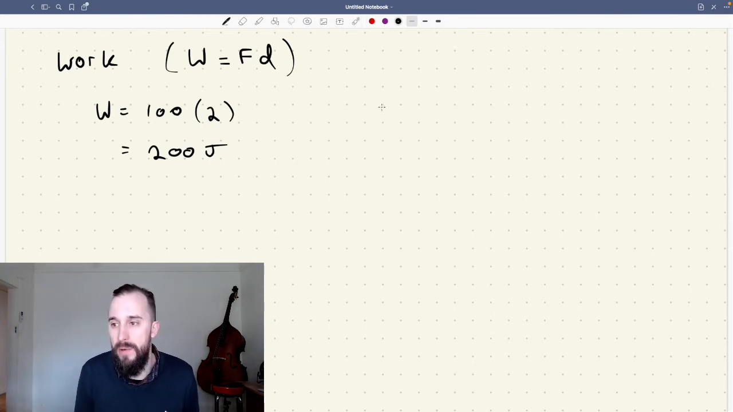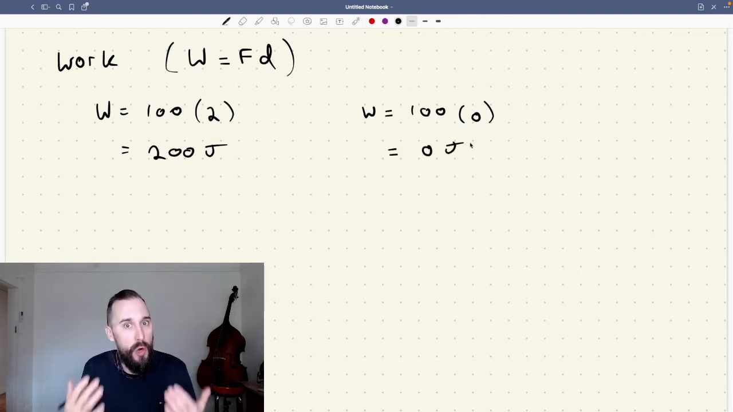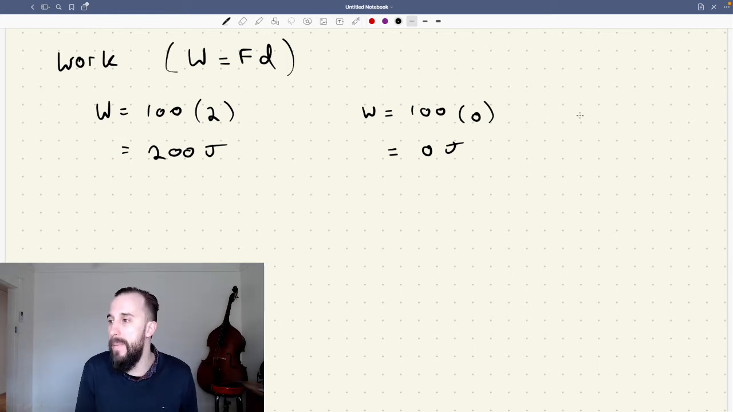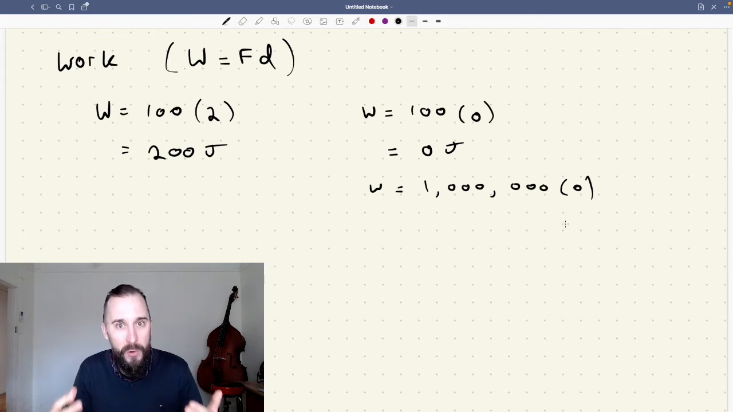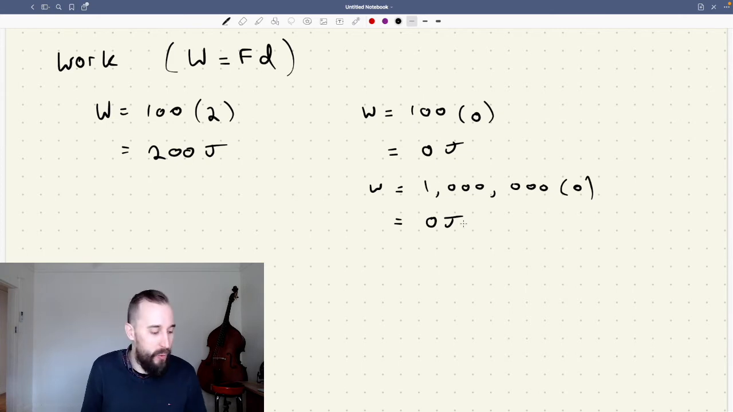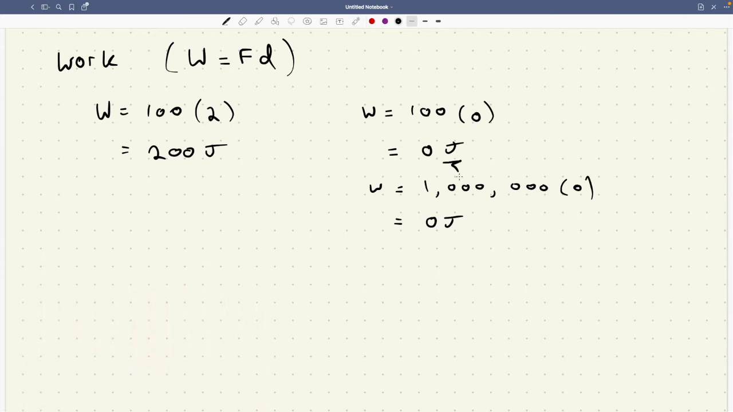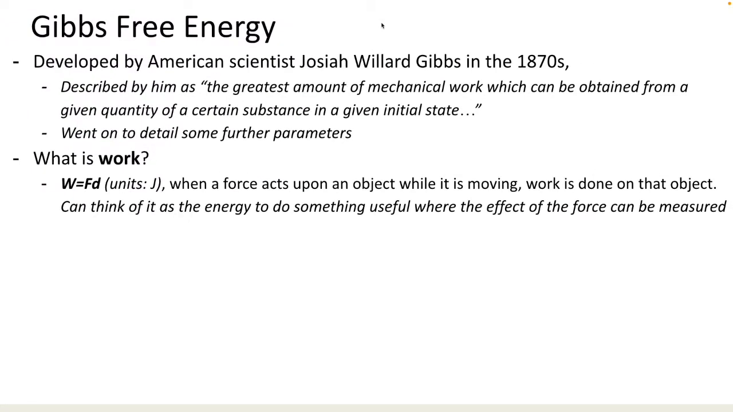Let's say if I was applying 100 newtons on a different object, but I didn't displace it at all. Well, I haven't done any work. I've exerted force, but I haven't done any work. You know, let's say I've applied a million newtons of force, but I haven't displaced it. I mean, a lot of force has been applied, but no work has been done. So work is a form of energy. We can see it's in joules there. But I like to think of work as being the energy needed to do something useful.